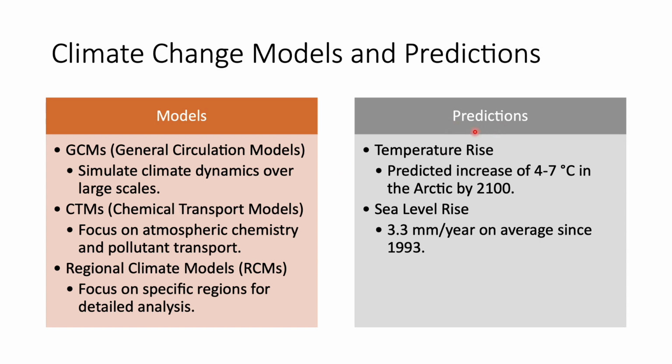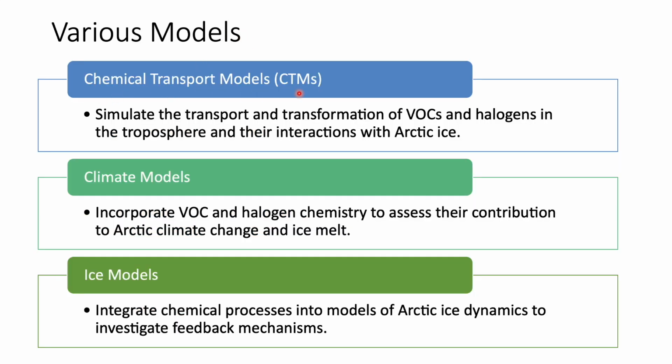Similarly, the predictions made by all these models include temperature increase and sea level rise. And other models include the chemical transport model. Here they simulate the transport and transformation of VOCs and halogens in the troposphere and their interactions with the Arctic ice. The climate model incorporates VOC and halogen to assess their contribution to Arctic climate change and ice melt.